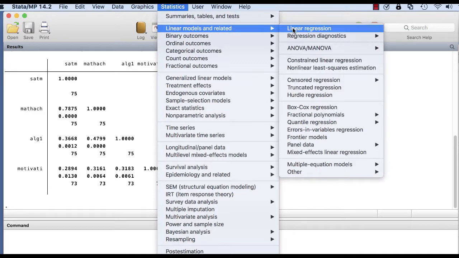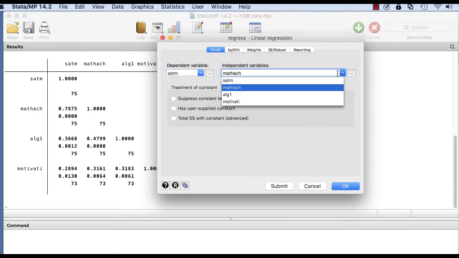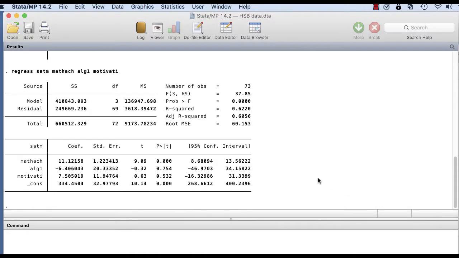You go to Statistics, Linear Models, and Linear Regression. Our dependent variable is SAT Math, and our independent variables are Math Achievement, Algebra 1, and Motivation. Then we'll go ahead and click OK, and we get our output. This is our ANOVA summary table, and this is the variability that's explained by the model, by the three independent variables, that is math achievement, algebra 1, and motivation.